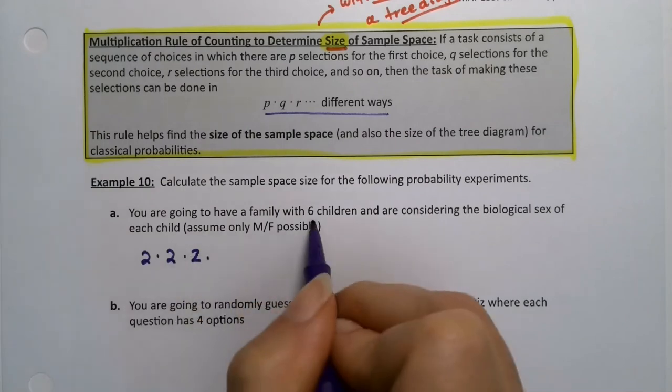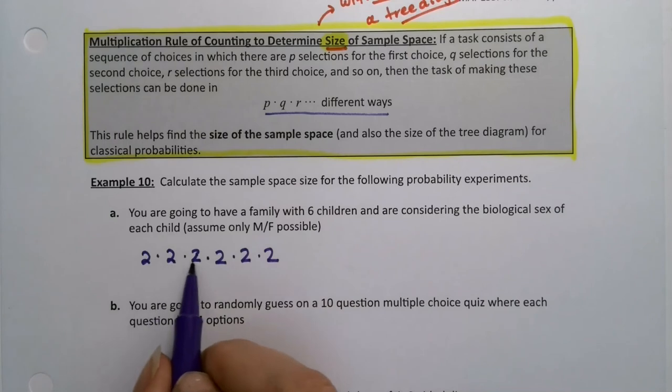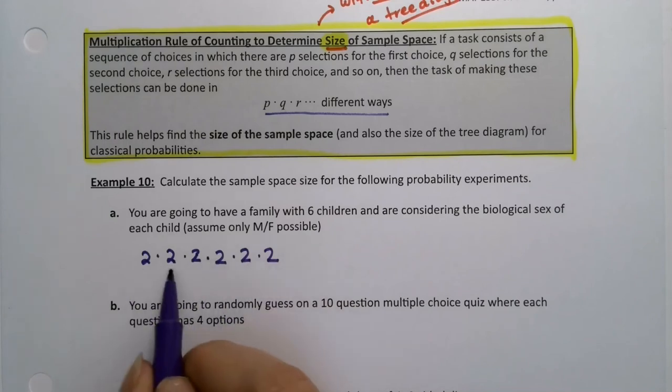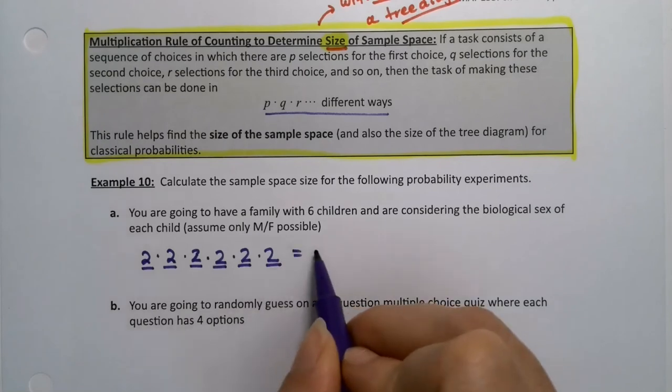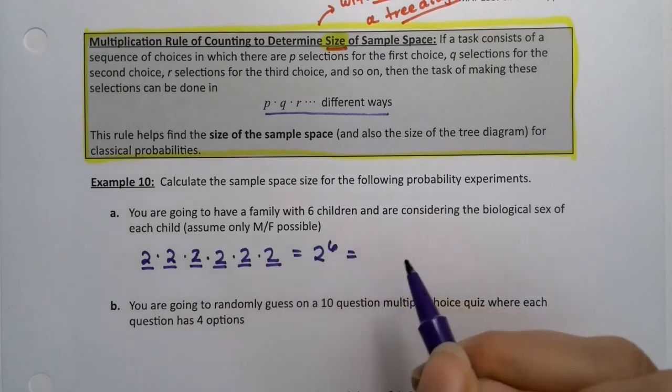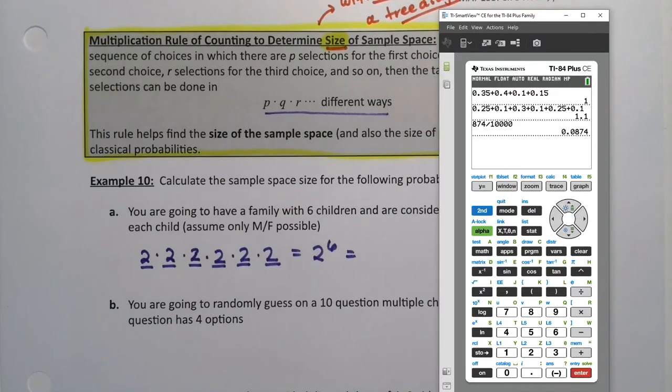But if you keep going and have 6 kids, it's 2 times 2 times 2 times 2 times 2 times 2. There's 6 children. First kid, second kid, third kid, fourth kid, fifth kid, sixth kid, which is 2 to the 6th power. In case you don't know that off the top of your head, it's 64, but I will show you how to find it. The caret button is how you get an exponent. So 2 to the 6, enter. It's 64.